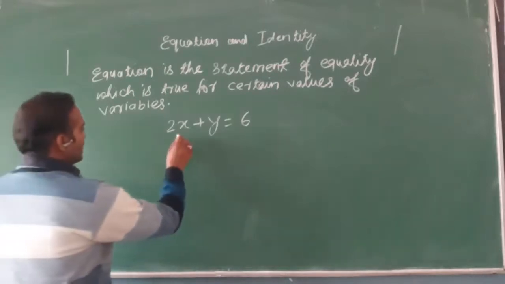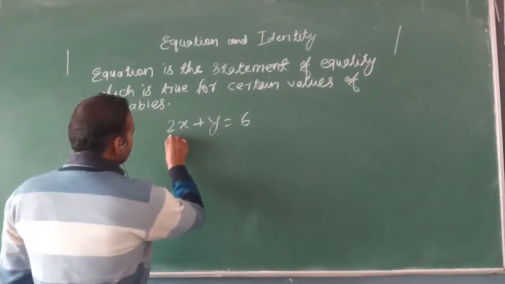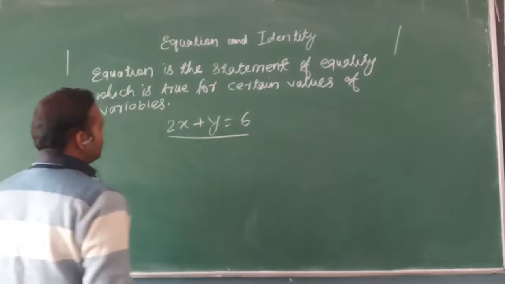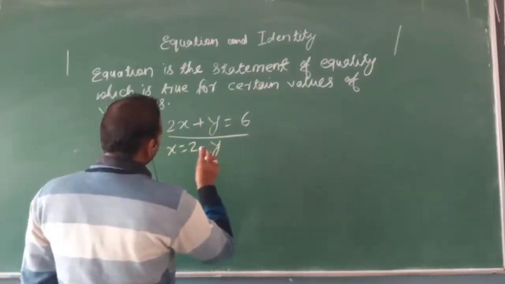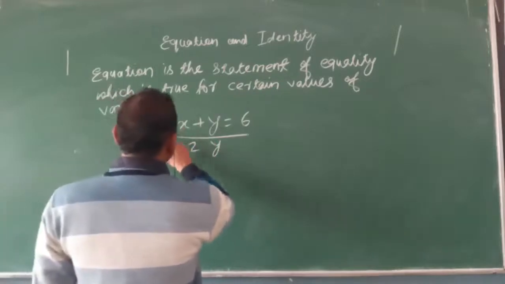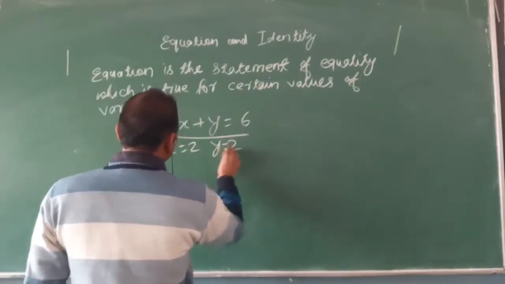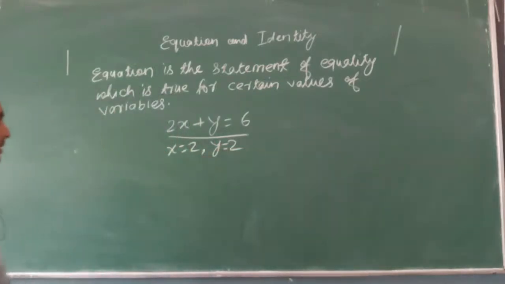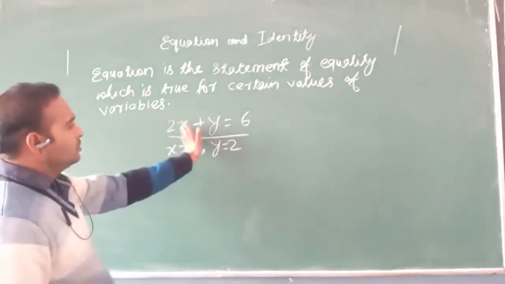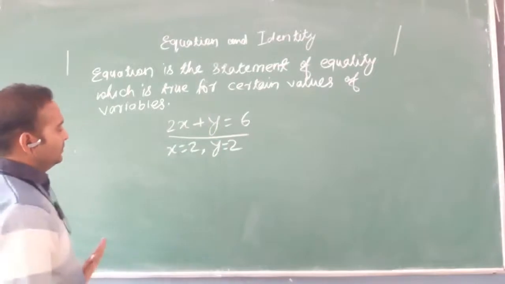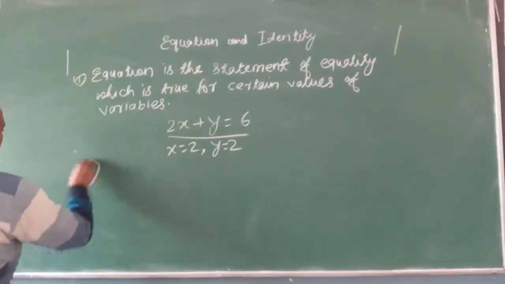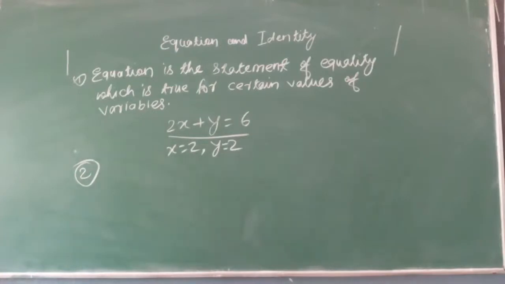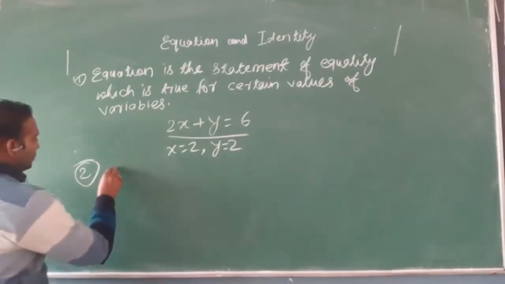So, this is an equation which is true for x equal to 2 and y equal to 2. And this is not true for all the values of x and y. And the difference between equation and identity is that, what is identity?